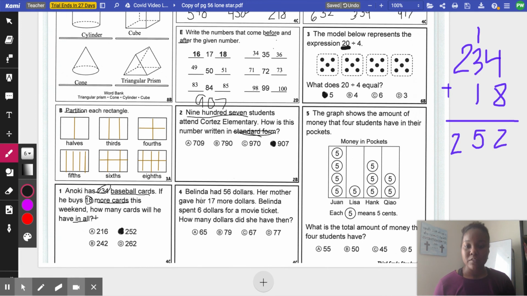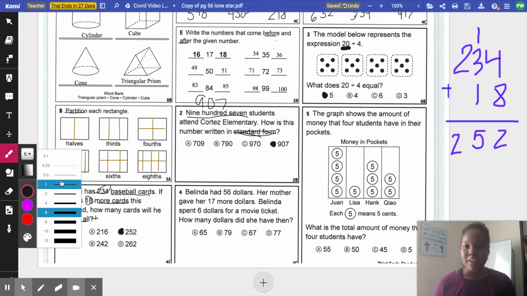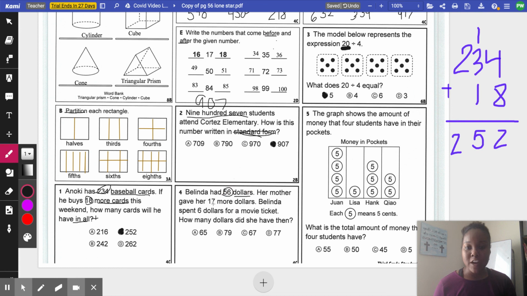Number 4, Belinda had $56. So she had $56. Her mother gave her 17 more dollars. So if her mom gives her that money, I know I'm going to add. Belinda spent $6 for a movie ticket. Spent means I'm going to take away because she lost it. She used it to buy a movie ticket. She's not going to get that money back. How many dollars did she have then?